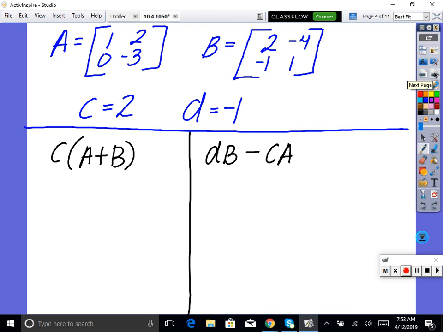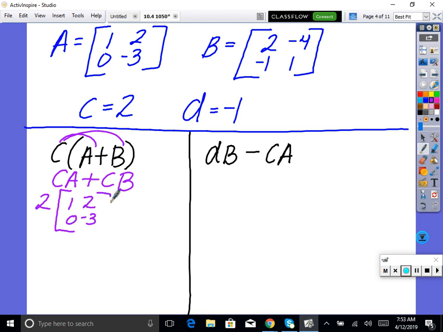So let's just literally follow what it says to do. So this says, given these things, take c times a plus b. So you'd say, well, what is it asking me to do? You'd multiply c in. So c times a plus c times b. Well, c is 2, so let's write in what we're looking at, 2. And then a is 1, 2, 0, negative 3. Then we're adding it to c, which is 2, times b, which is 2, negative 4, negative 1, 1.